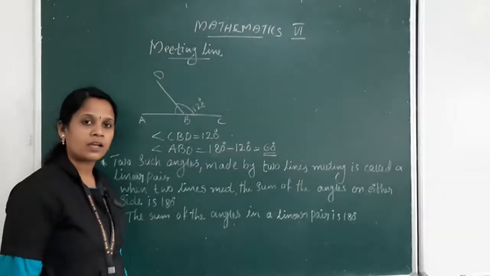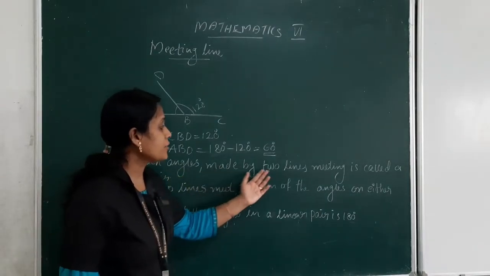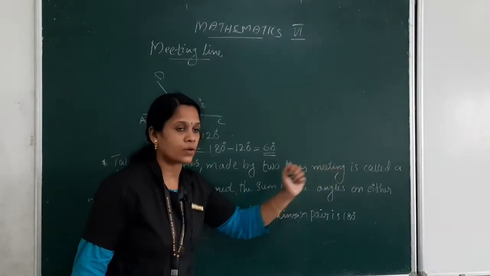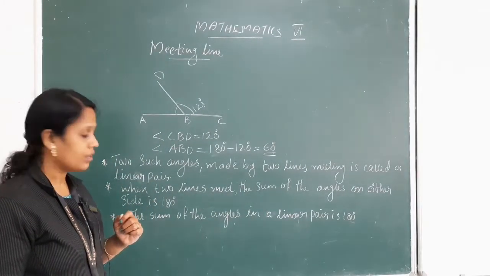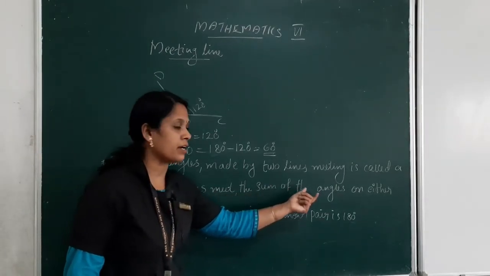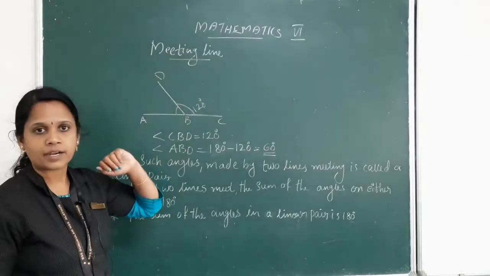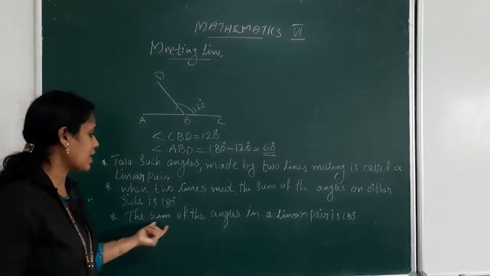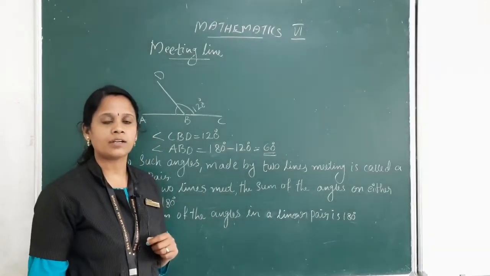Okay, here two such angles made by two lines meeting is called a linear pair. Okay, when two lines meet, the sum of the angles on either side is 180 degree. The sum of the angles in a linear pair is 180 degree.